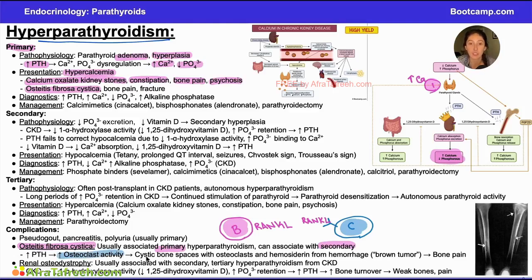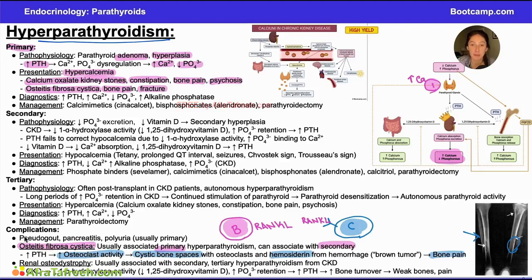going to lead to too much breakdown of our bone, and too much breakdown of our bone is going to lead to these cystic bone spaces with osteoclasts and hemosiderin, and will show up as these brown spots on x-ray. You can kind of see them here, these different brown spots in the bone on x-ray, as well as bone pain. So certainly when you see a patient who has primary hyperparathyroidism, they may also have these symptoms of bone pain or fracture from their osteitis fibrosa cystica, as well as these brown spots in their bones on x-ray.